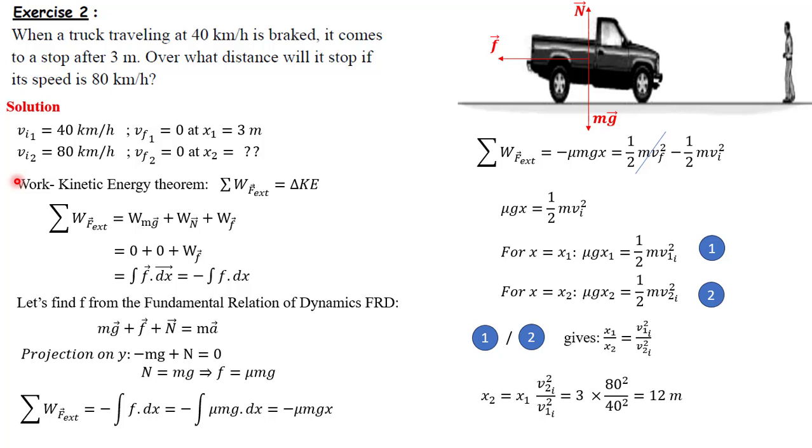Why did we think about working on the work kinetic energy theorem? Because in fact, we have V initial 1, we have V final 1, we have V initial 2 and V final 2. So we have the kinetic energy initial and the kinetic energy at the final state. So we can deduce the variation of kinetic energies. We can deduce easily what is kinetic energy final and what is kinetic energy initial.